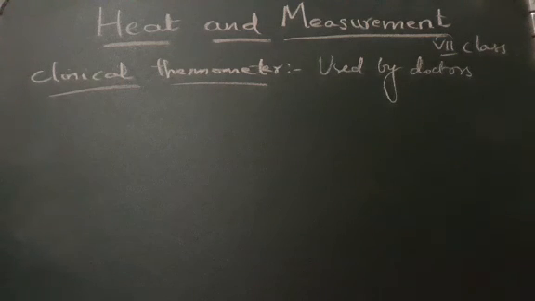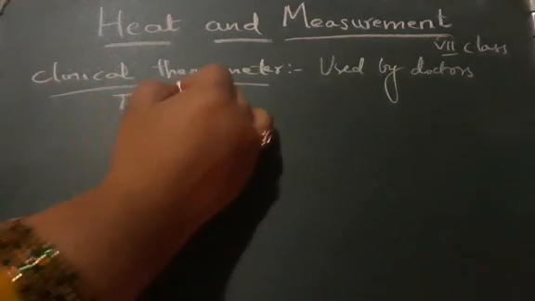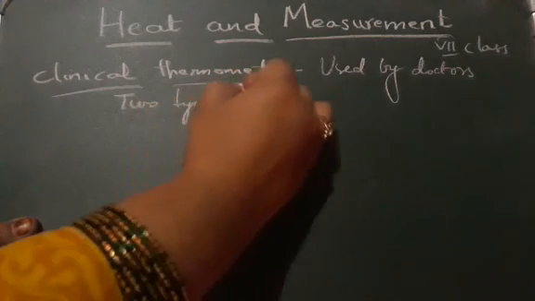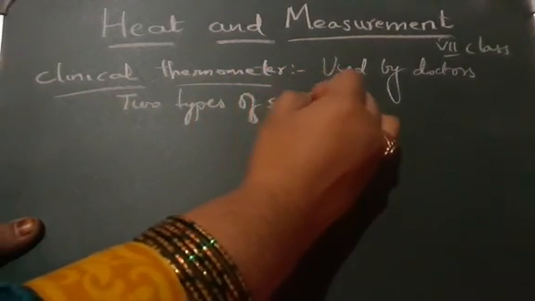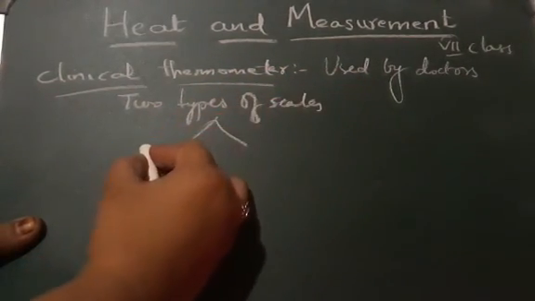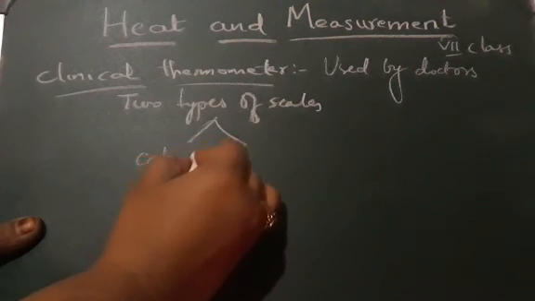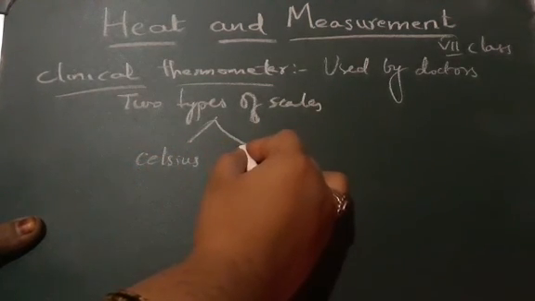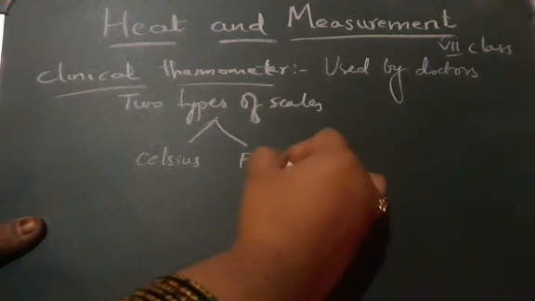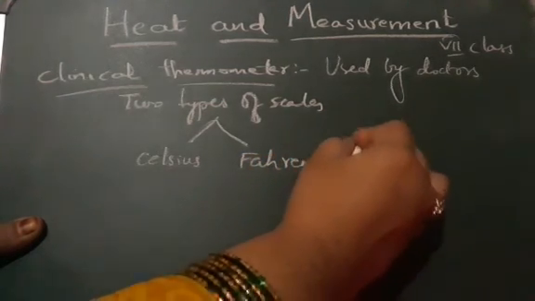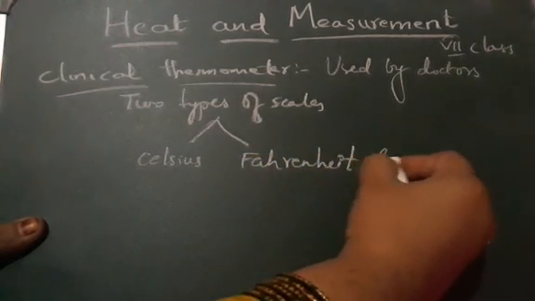So, if you hold the clinical thermometer in your hand and observe it carefully, there are two types of scales marked on it. How many types of scales are marked? Two types of scales. What are those? First you can see that it is marked in Celsius, and second you can see that it is marked in Fahrenheit.